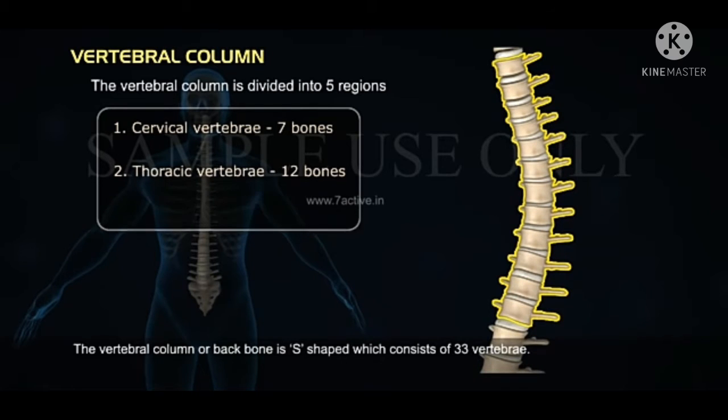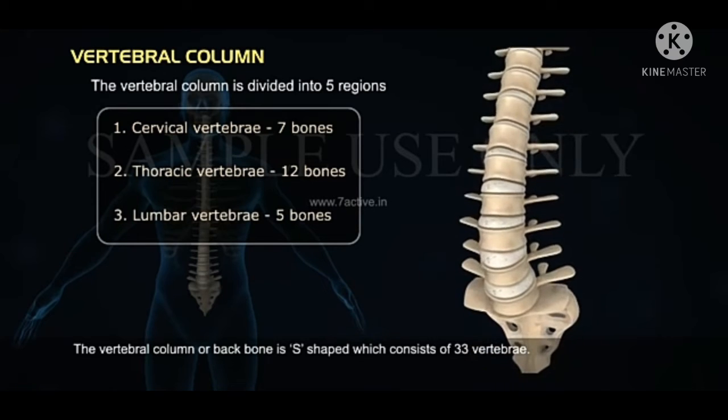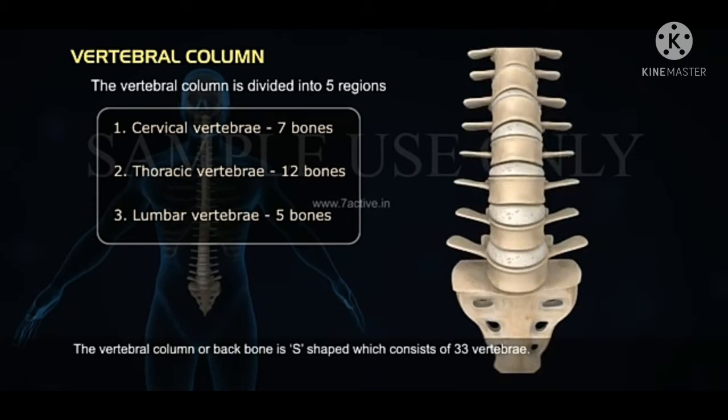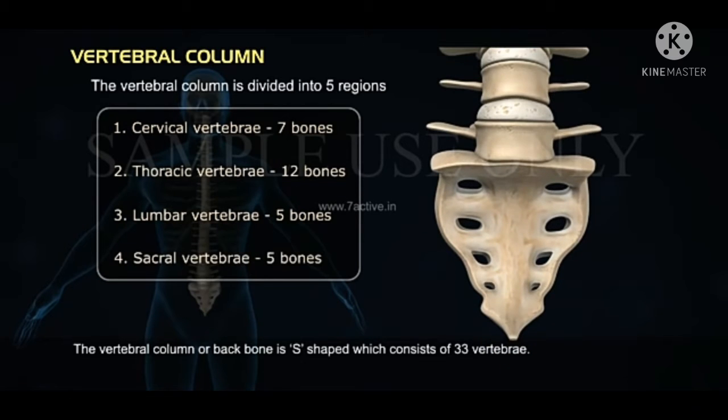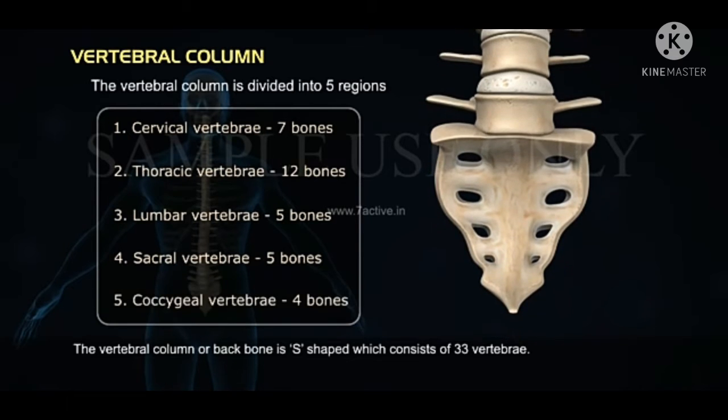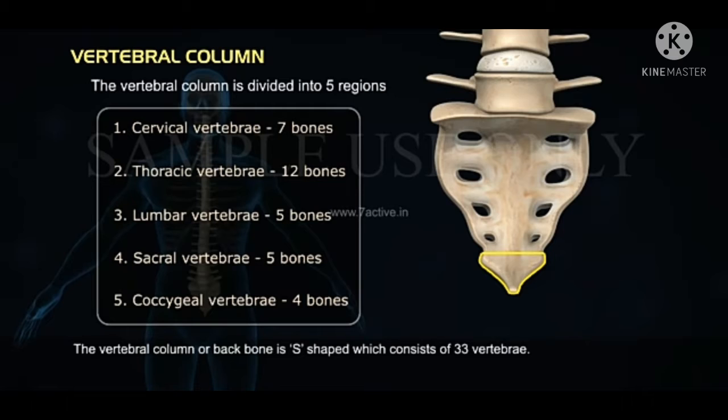Third, lumbar vertebra, 5 bones. Fourth, sacral vertebra, 5 bones. Fifth, coccygeal vertebra, 4 bones.